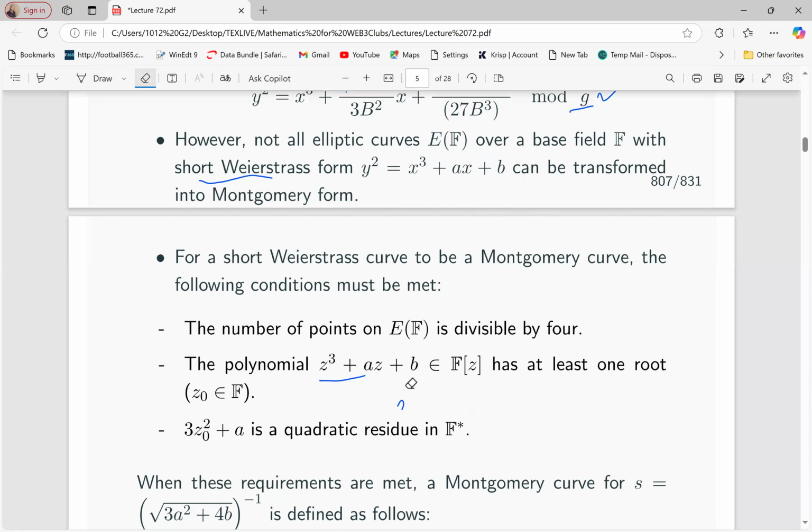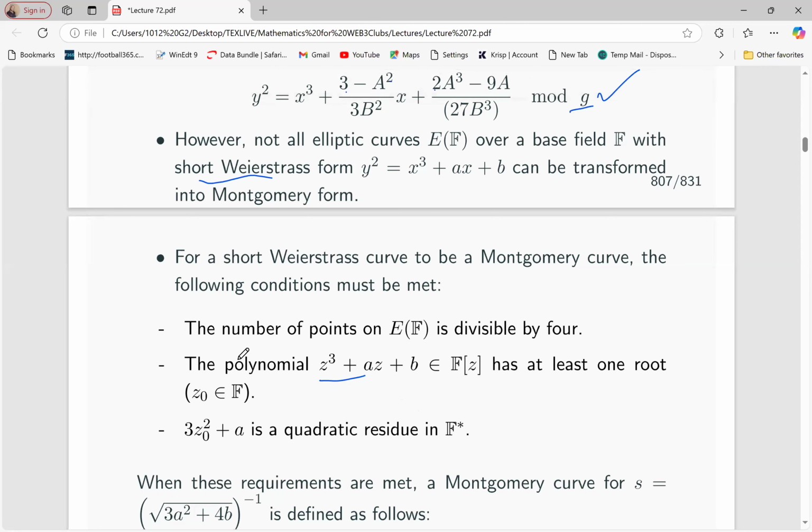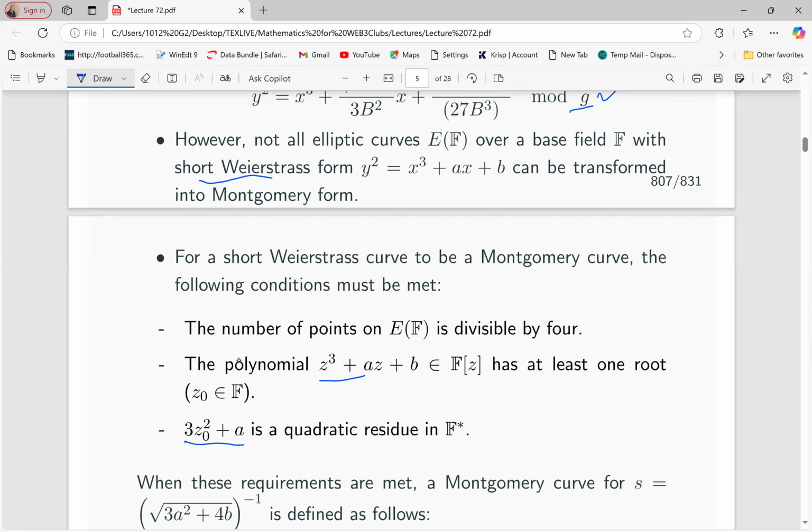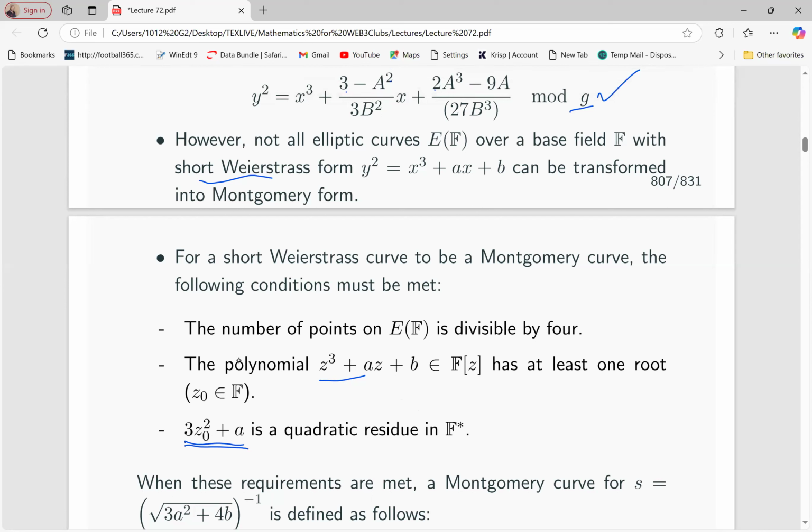We are looking at conditions that the short Weierstrass equation must meet for us to be able to convert it to the Montgomery form of elliptic curve. The last condition, there are only 3 conditions, is that this should be a quadratic residue.